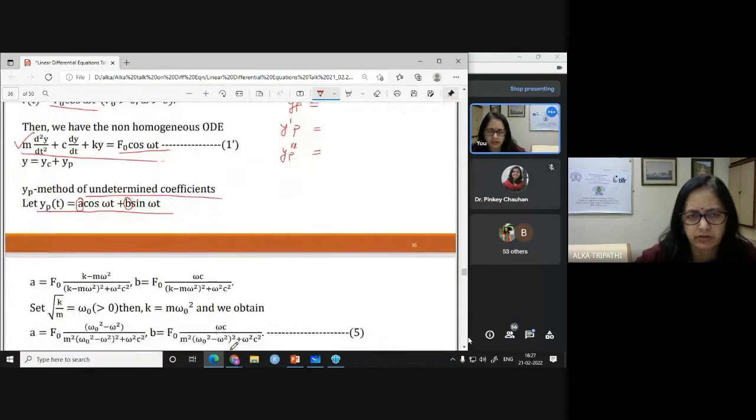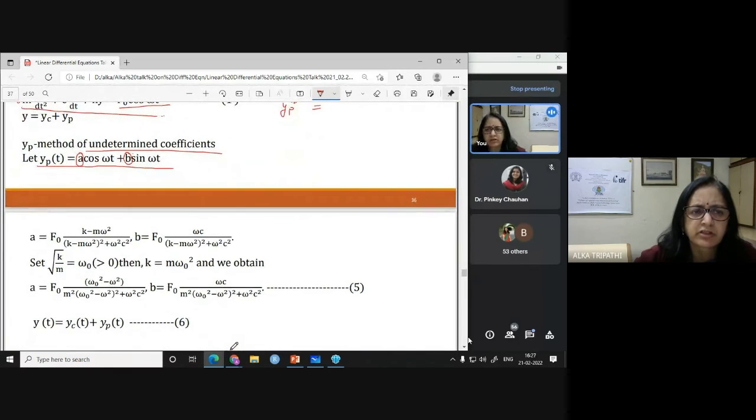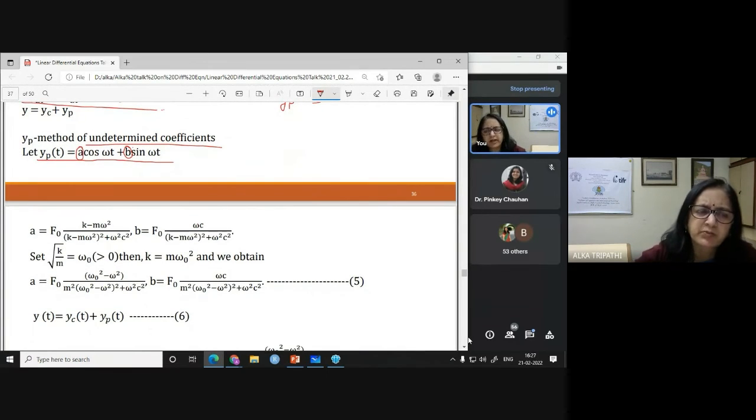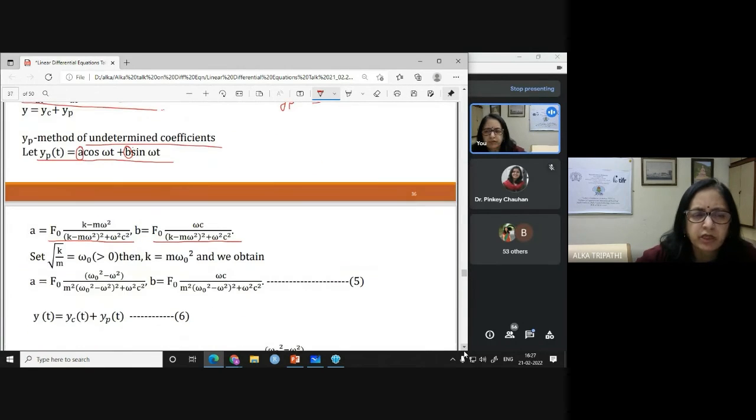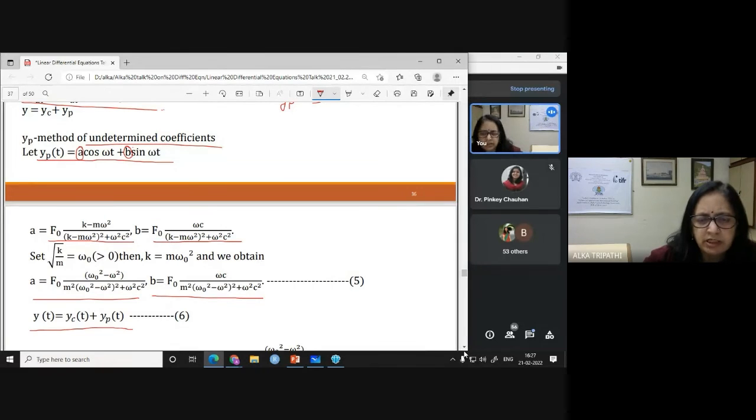I have already solved it and written it here. When you substitute yp, y dash p, y double dash p in this equation, you will get a equal to this value and b equal to this value. And then if you take root k by m as omega naught, then a and b are these values. Yc we know how to find. So our general solution for this model will be y(t) equal to yc(t) plus yp(t).